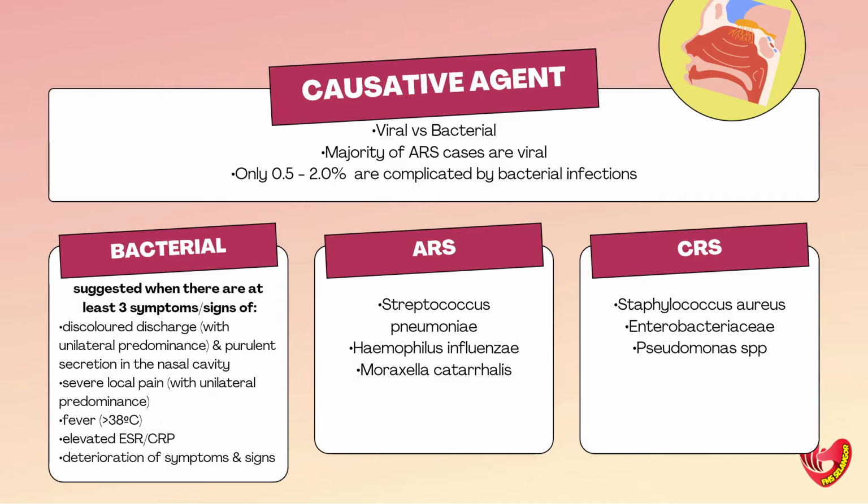For acute rhinosinusitis, the common bacterial pathogens include Streptococcus pneumoniae, Haemophilus influenzae, and Moraxella catarrhalis. For chronic rhinosinusitis, the bacterial pathogens may include Staph aureus, Enterobacteriaceae, and Pseudomonas.